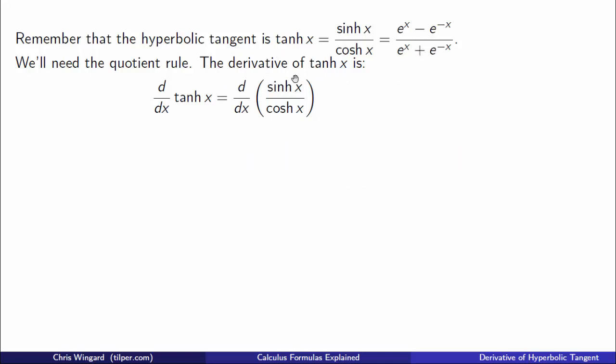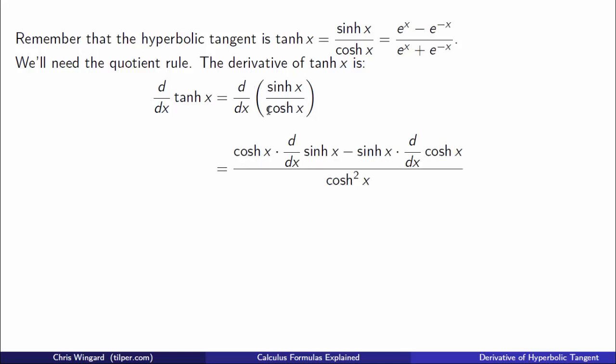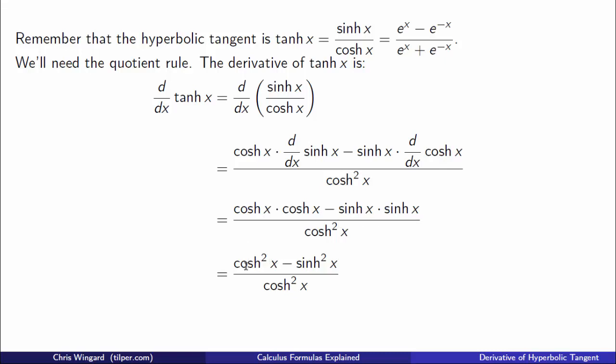So the derivative of tanh of x, or hyperbolic tangent of x, is the derivative of sinh of x over cosh of x. So this is a quotient, so the quotient rule says the derivative is going to be the bottom times the derivative of the top minus the top times the derivative of the bottom all over the bottom squared. So remember, the derivative of sinh of x is cosh of x. The derivative of cosh of x is sinh of x. So we end up with cosh of x times cosh of x minus sinh of x times sinh of x, which is cosh squared of x minus sinh squared of x.